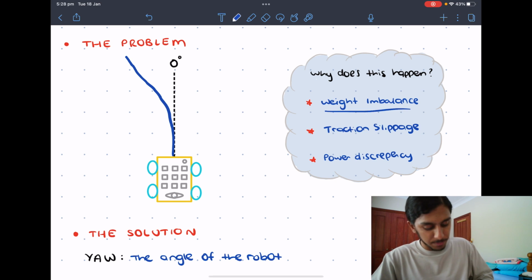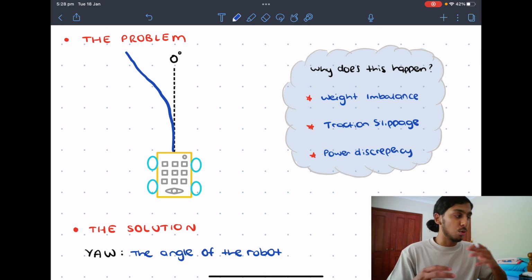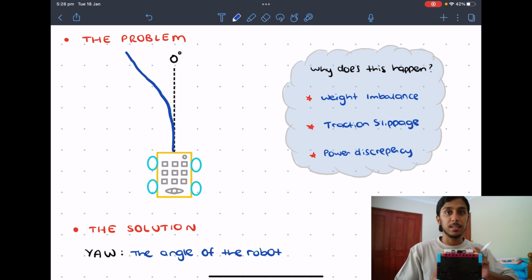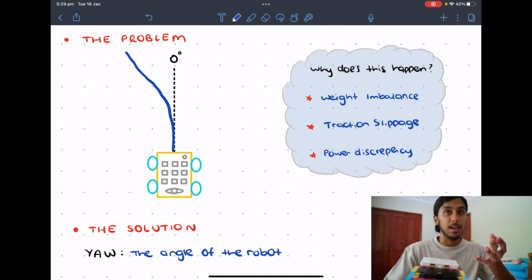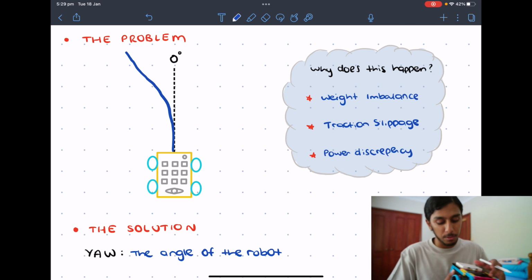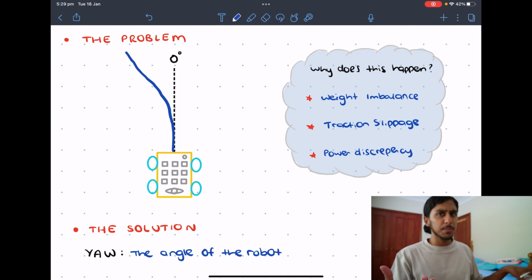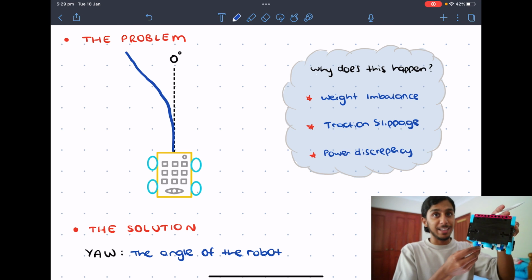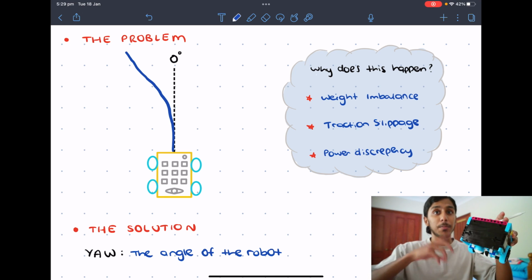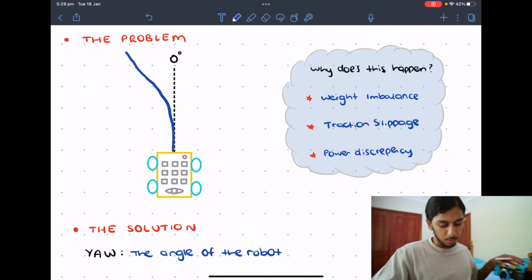The first is weight imbalance. If you have more weight on one side of the wheel than on the other side, then it will veer toward the weighted side because that wheel applies more force to the ground. Next is traction slippage. This is similar to weight. Sometimes a wheel will actually slip on the ground because it doesn't maintain its traction, its friction with the surface.